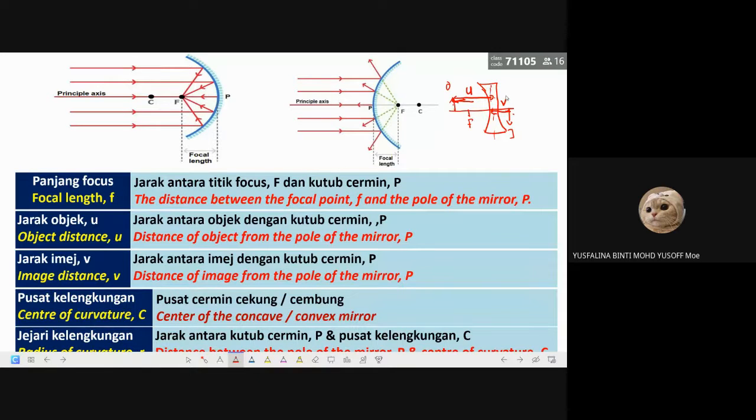And another one, R. R is the radius, the distance between the pole of the mirror P and C. So from P to C, we call it the radius of curvature, or R. C is actually the center of the concave or convex mirror.